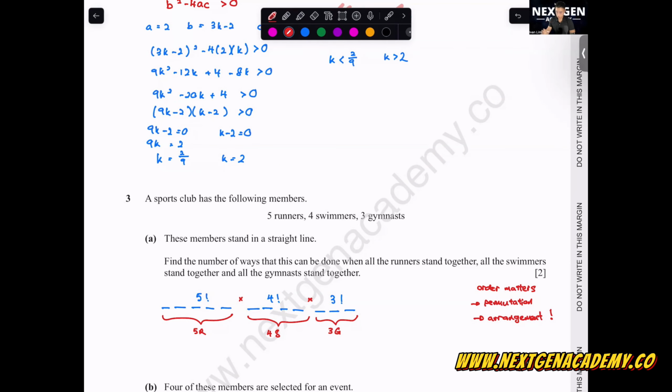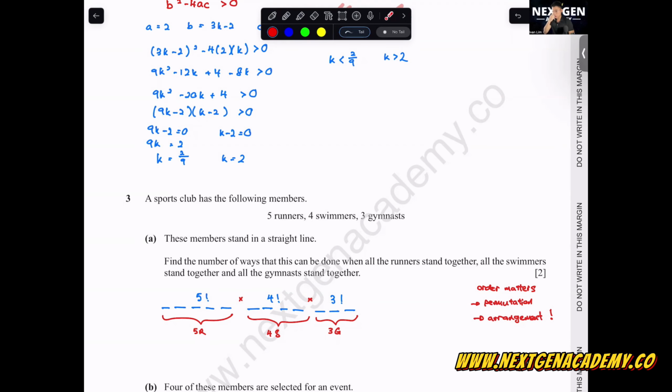Just now I mentioned you can rearrange their order also, right? How else can you rearrange it? So you can put R, S, G. You can put G, R, S, or S, R, G. So we need to find all the possible combinations also. So how do we do this one? This is not the only one.